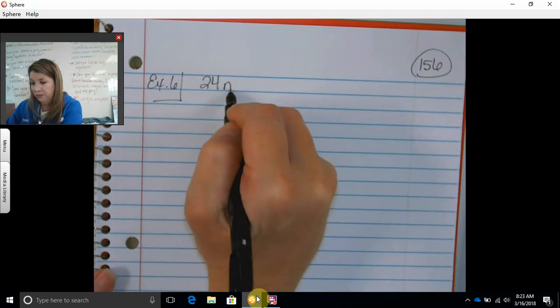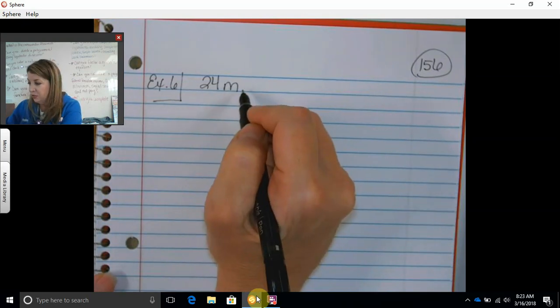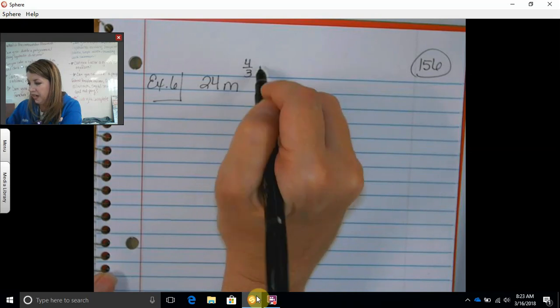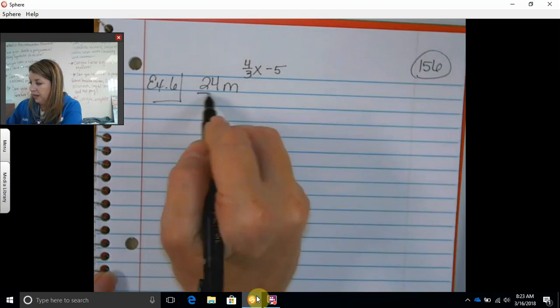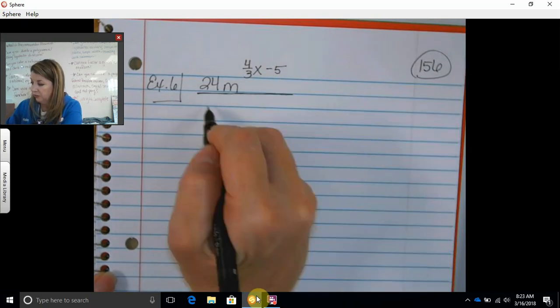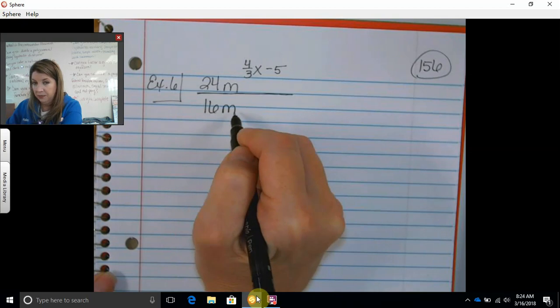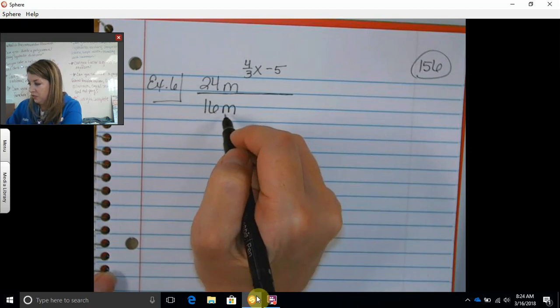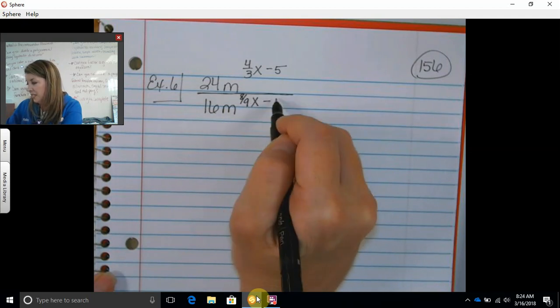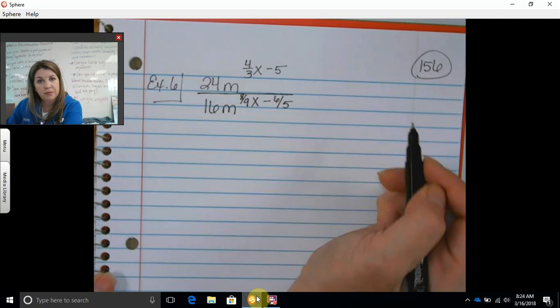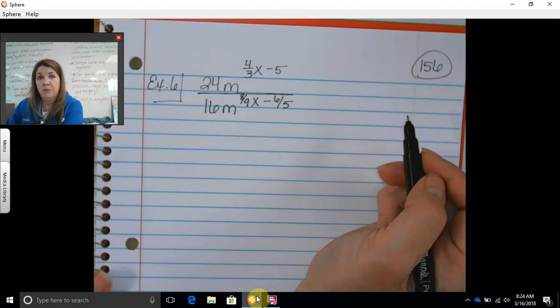24m, and m is raised to the 4/3 x minus 5, divided by the quantity of 16m, and m is raised to the 8/9 x minus 6/5. We don't have radicals. We have a fraction we've got to simplify, right?